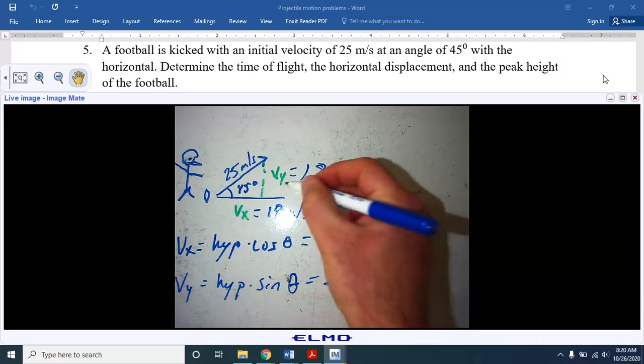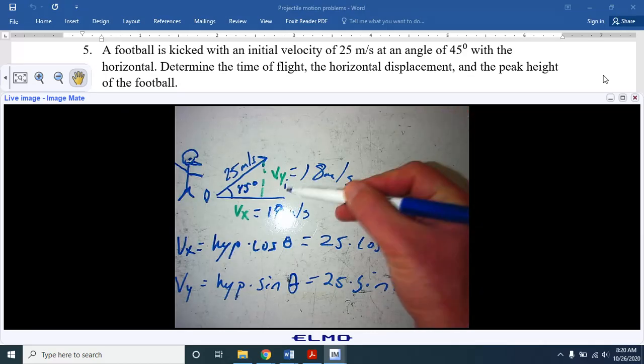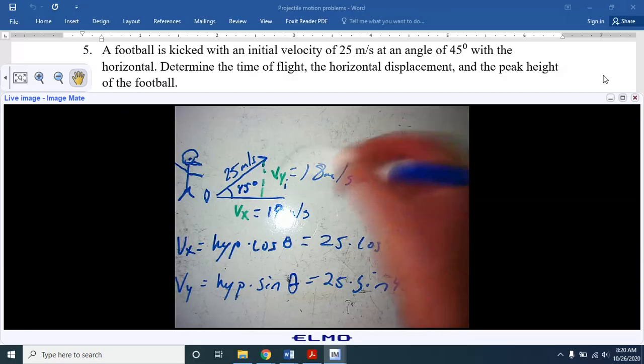It would be the initial. So that's the initial velocity in the y direction. Initially, what is the amount that the kicker has inputted into the ball to give it a velocity in the y direction? Okay, so this is the initial velocity in the y direction of 18 meters per second.